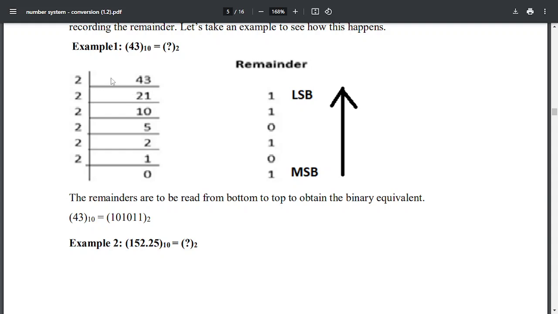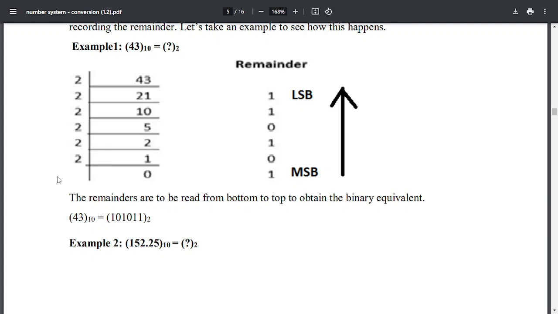For binary, we are going to use the repeated division technique. That means we repeatedly divide the given number by the required base. 43 is given, and the required base is 2, so we divide it by 2. 43 divided by 2 is 21, remainder is 1. Now 21 divided by 2 is 10, remainder is 1. Again 5 divided by 2, remainder is 0. Next 2 2s are 4, remainder is 1. Next 2 1s are 2, remainder is 0.